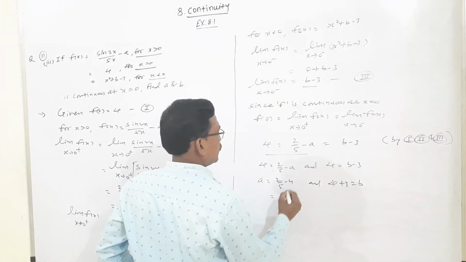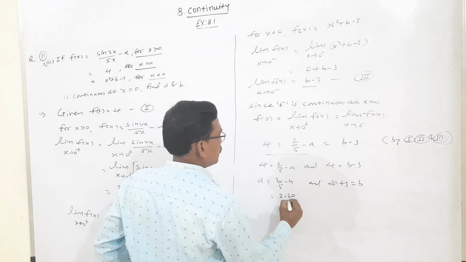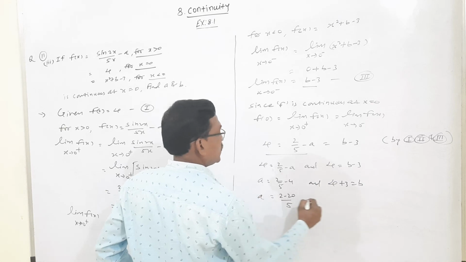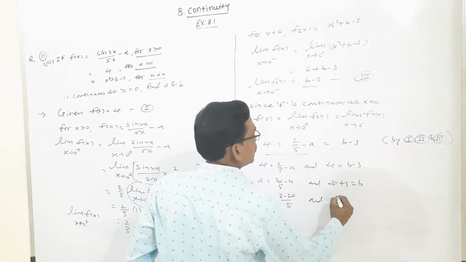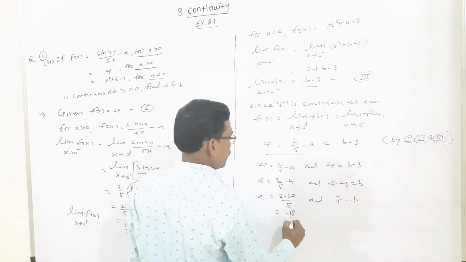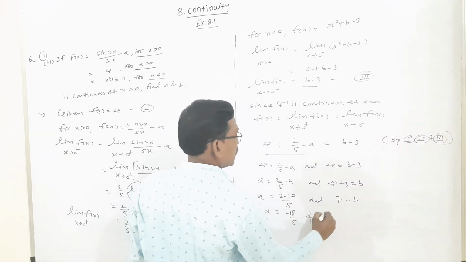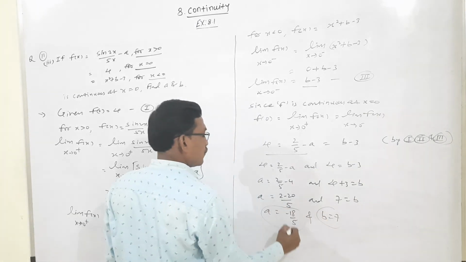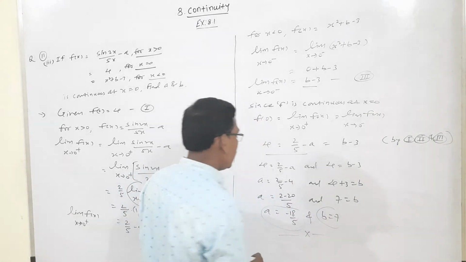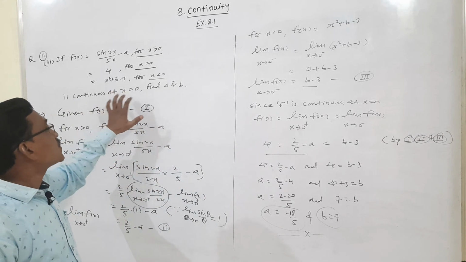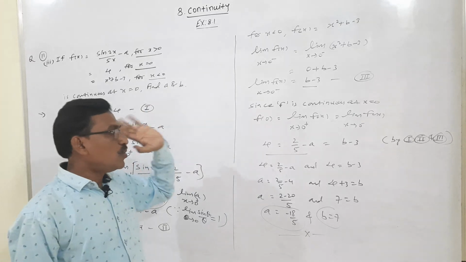It is 5 times 4 is 20, so minus 20 divided by 5, that is a, and 7 equal to b. So minus 18 by 5 is a and b equal to 7. Hence we have to find the value of a and b if the given function is continuous at x equal to 0.